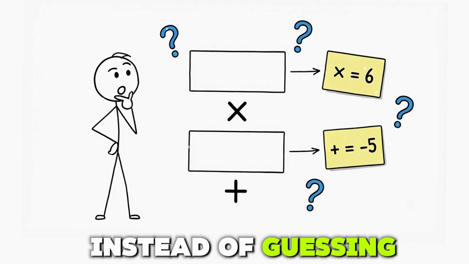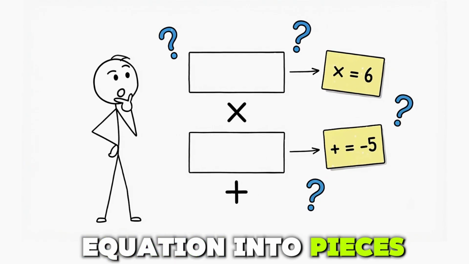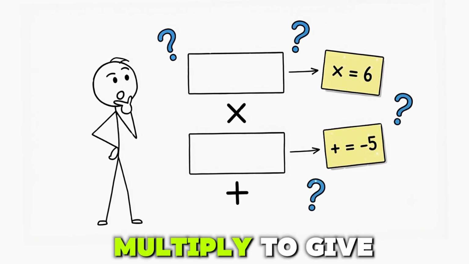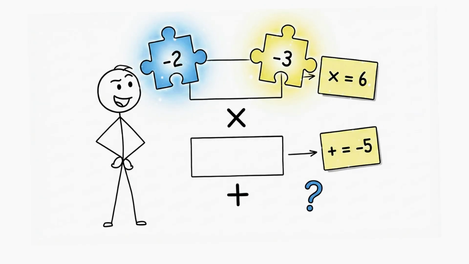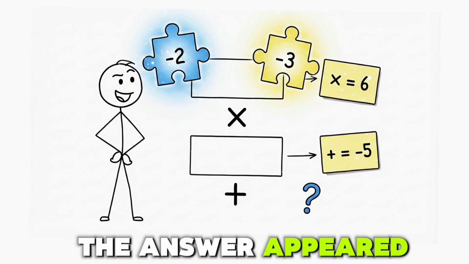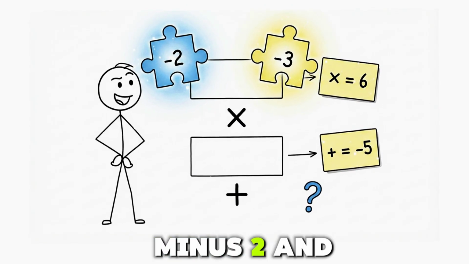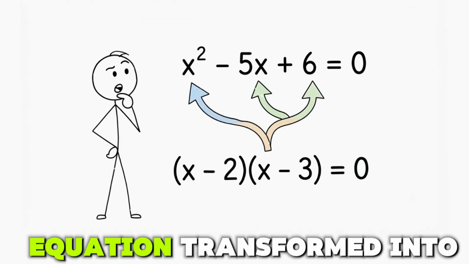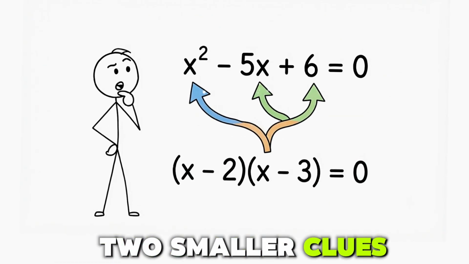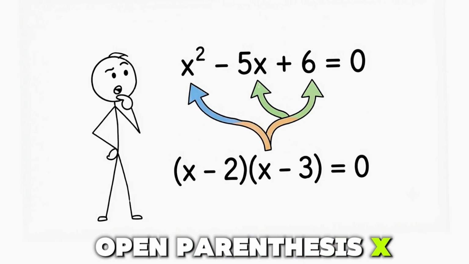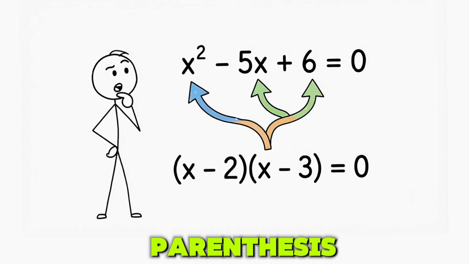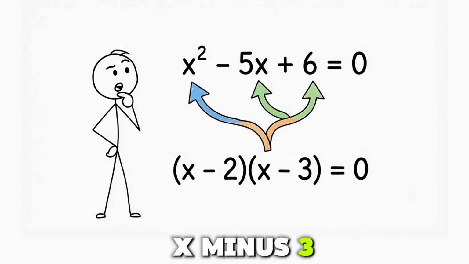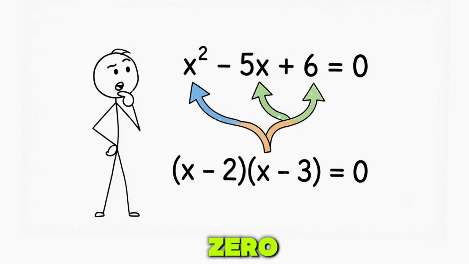Instead of guessing, Stickman broke the equation into pieces. What two numbers multiply to give 6, but add up to minus 5? After a moment, the answer appeared: minus 2 and minus 3. The equation transformed into two smaller clues. (x minus 2)(x minus 3) equals 0.